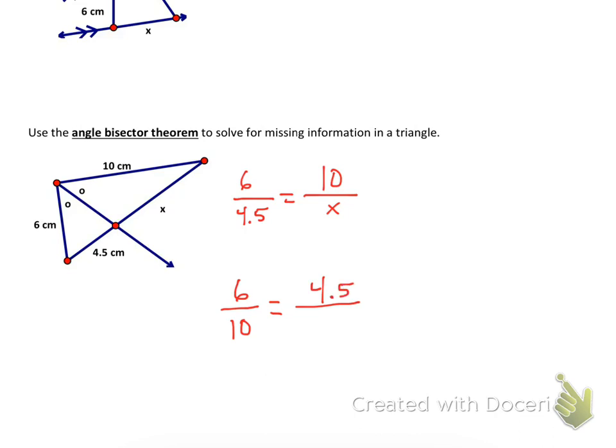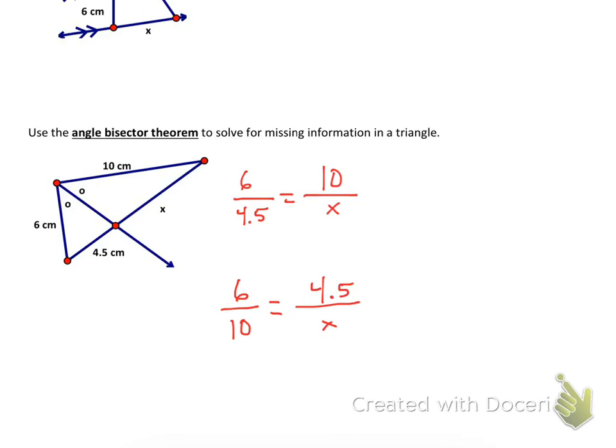There it is, 4.5 over x. So let's look at these two real quick. In the first one, we're saying the side over its adjacent segment, 4.5. So 6 over 4.5 is the side over its adjacent segment equals 10 over x, the side over its adjacent segment. So we're keeping the 6 and the 10 in correspondence because they're both in the numerator.